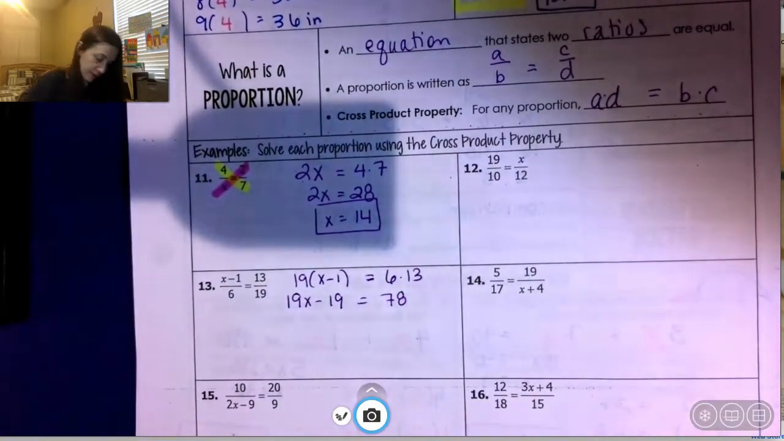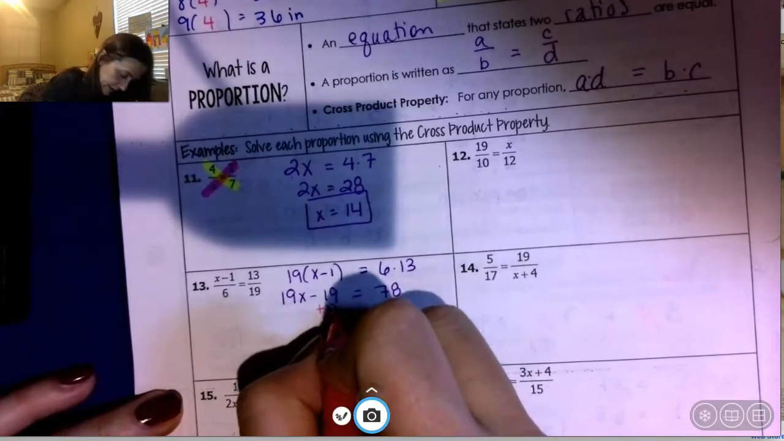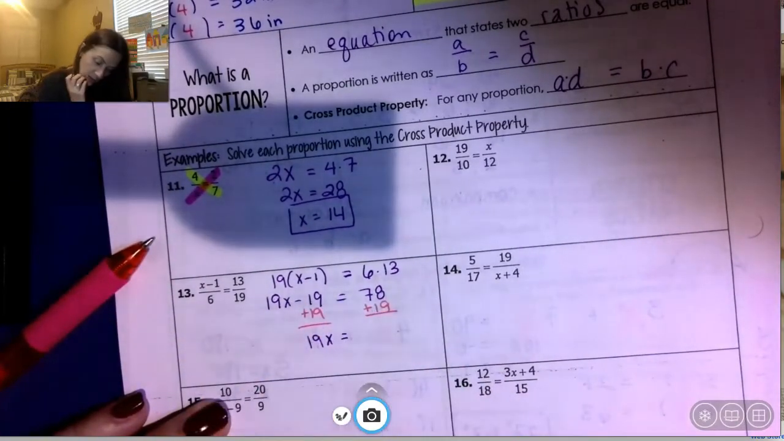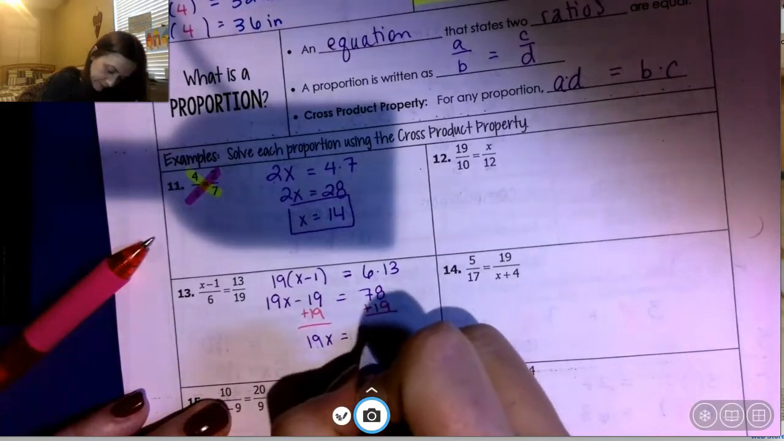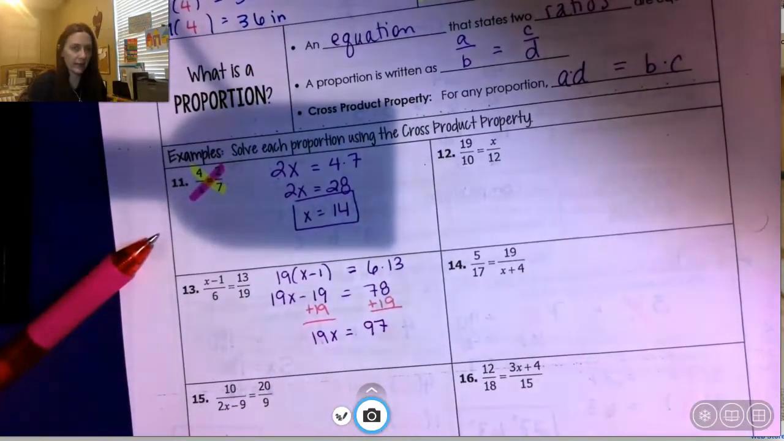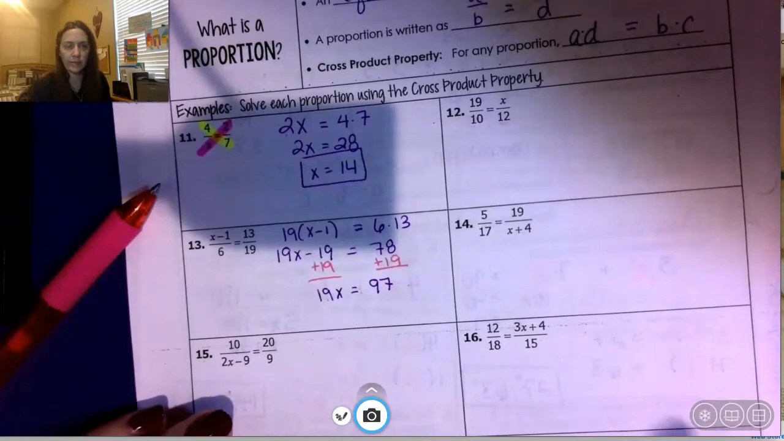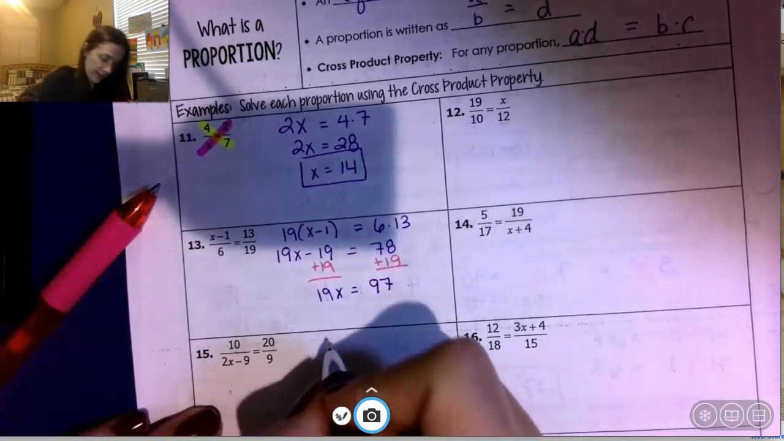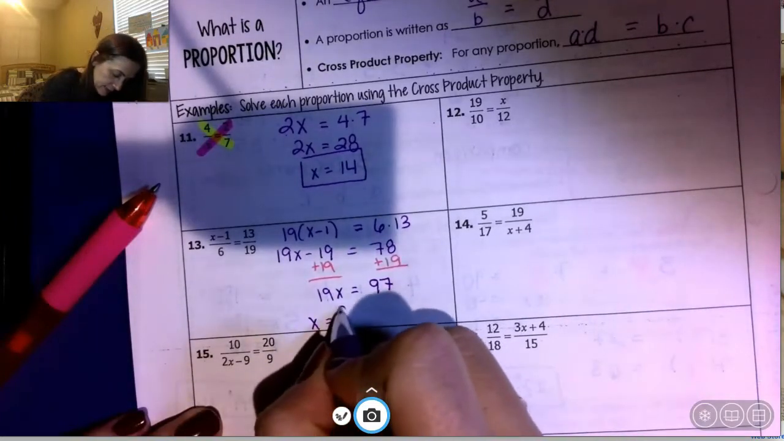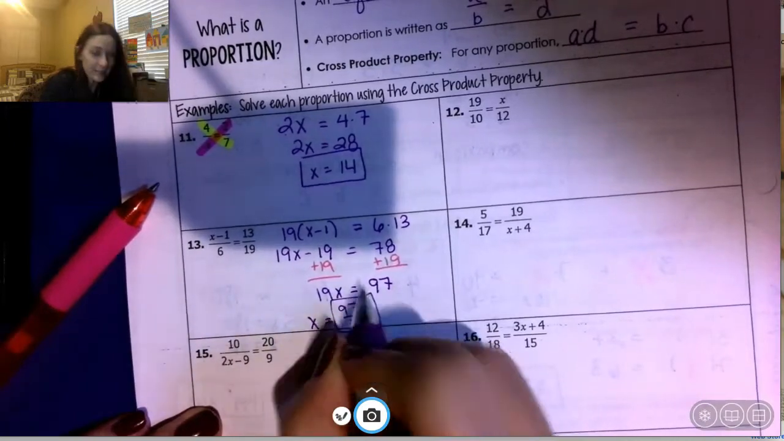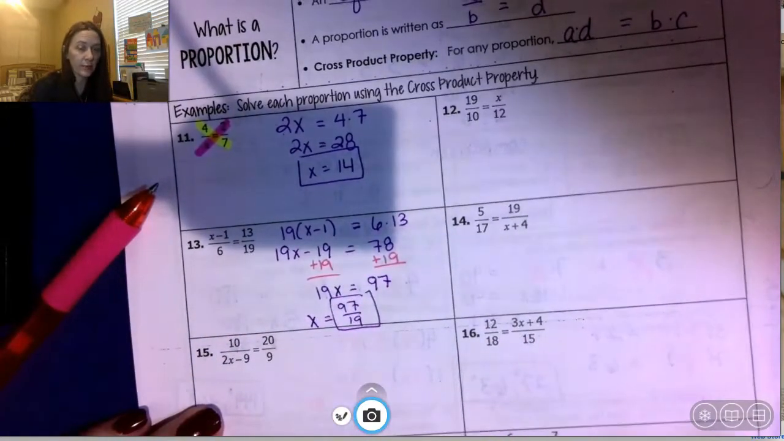Add 19 over here, so I'm going to get that variable by itself. I end up with 19x equals 97. Now, depending on the problem and what you're doing and what book you're using and what they're asking you to do in ALEKS, you can divide here. I would get x equals 97 over 19. That's a fraction answer. That's perfectly acceptable if that's what they're looking for.